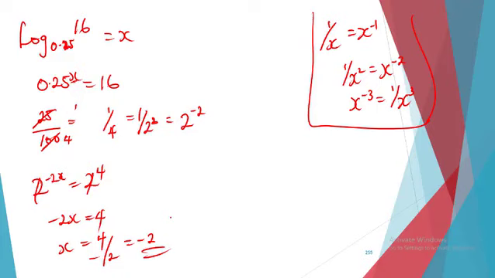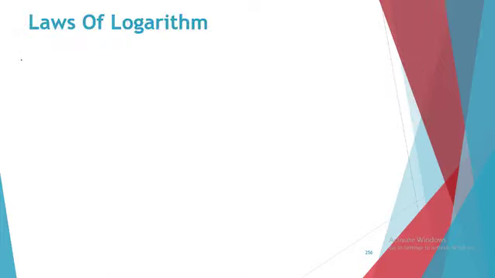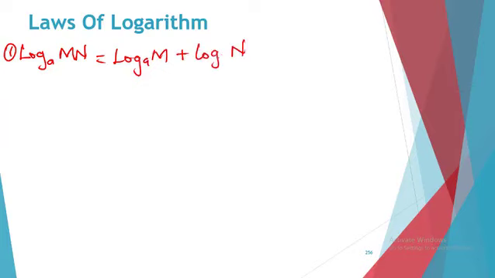So these are the basics of logarithm. Let's quickly go over to the laws of logarithm. We have the first law. The first law is the addition law, which states that log mn base a is the same thing as log m base a plus log n base a. This is the addition law.